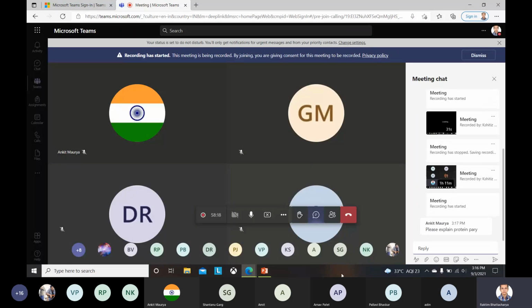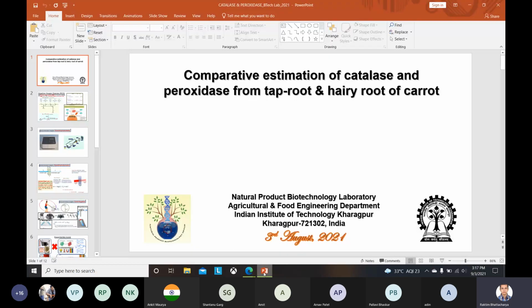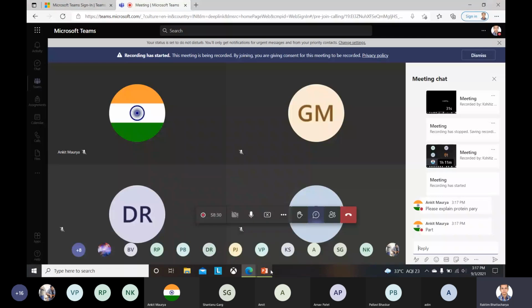Protein part. Okay, okay. Ankit, the protein part is actually which part? Most probably you are asking why we are checking the protein content, right? Just say yes or no. Most probably that part you were asking, na?